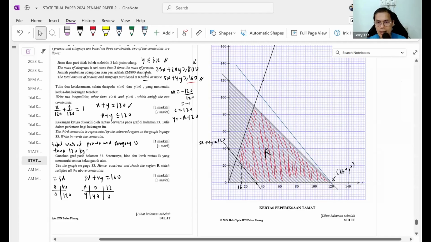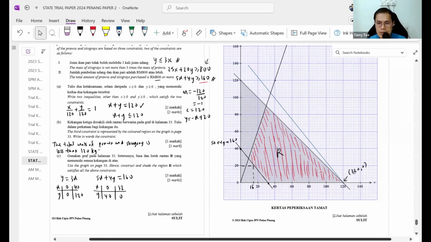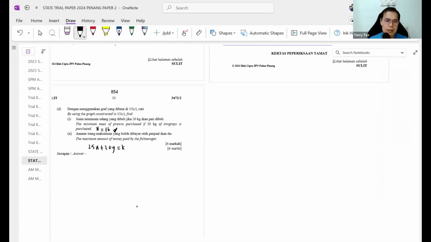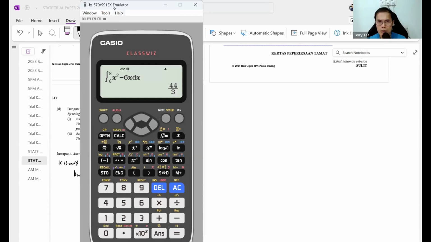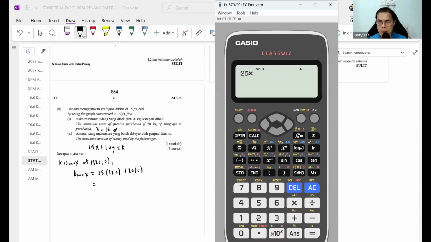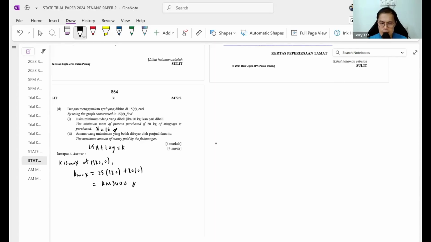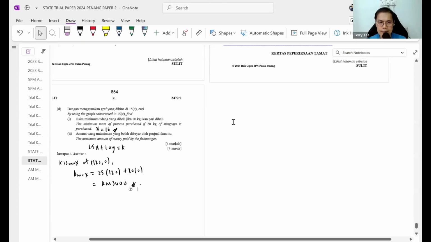I know it's very weird. That means you only buy prawn, don't buy stingray. But what to do? We're going to use this value. Sub in 120, or we can say k is maximum at 120. So the maximum value of k, the amount that you purchase, is 25 times 120 plus 20 times 0. Use your calculator: 25 times 120, you should get 3,000. So the maximum amount you can use to purchase is 3,000 ringgit.